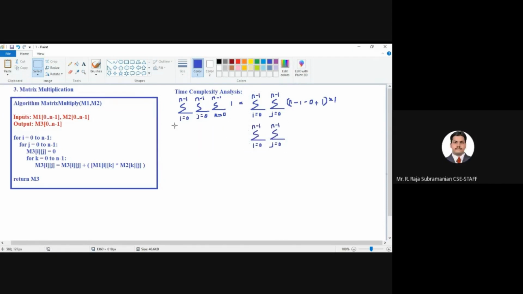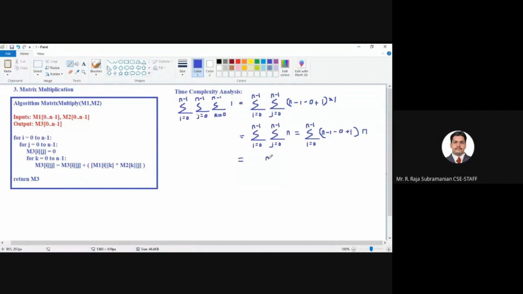Next, how I'll proceed? Now I can take, this is also a constant. I can take the second summation and I can execute now, right? Instead of writing, I'm just copying and then pasting. So what will come here? This is an upper limit and this is a lower limit. So what I will get? N minus 1 minus 0, plus 1, into N. 1 N square. Into N. So what I will get? N square.